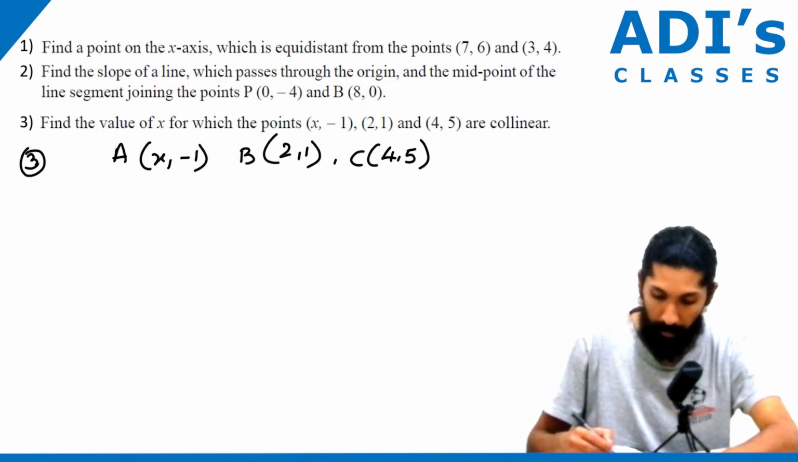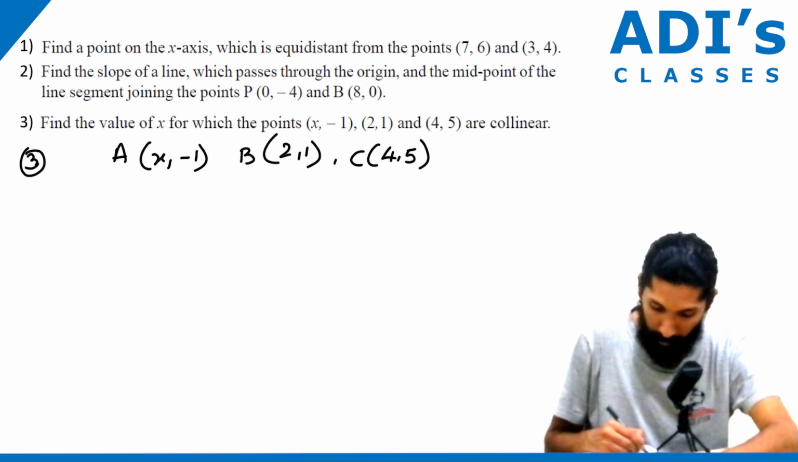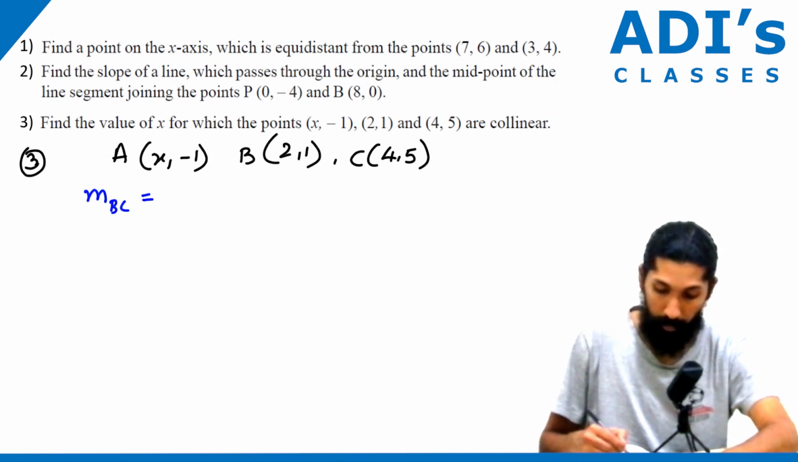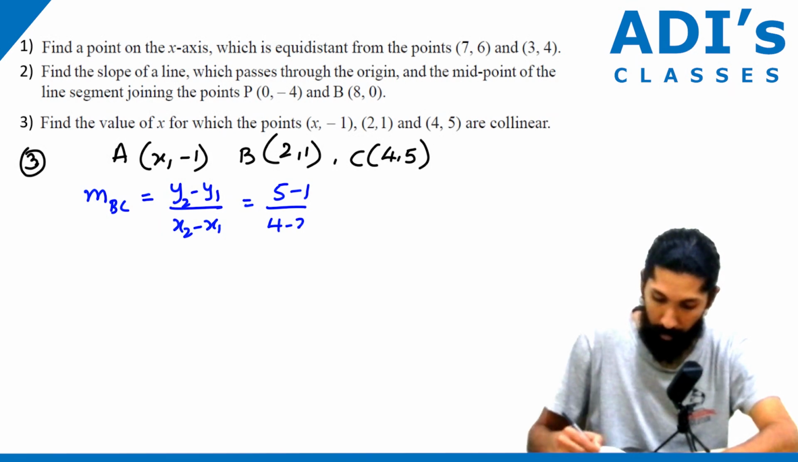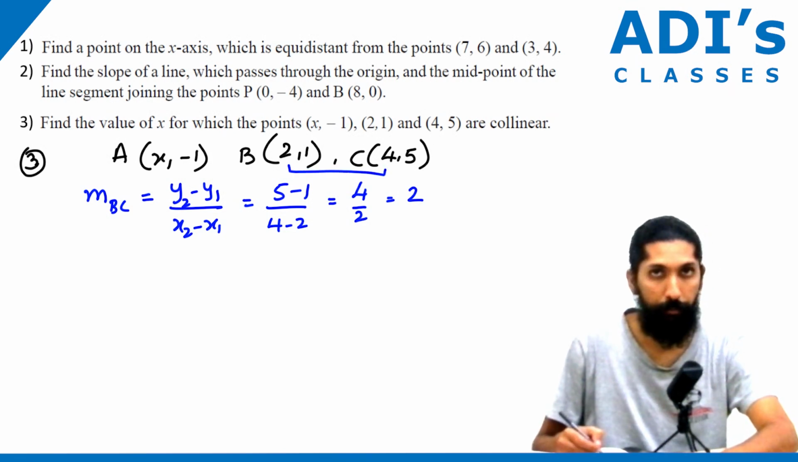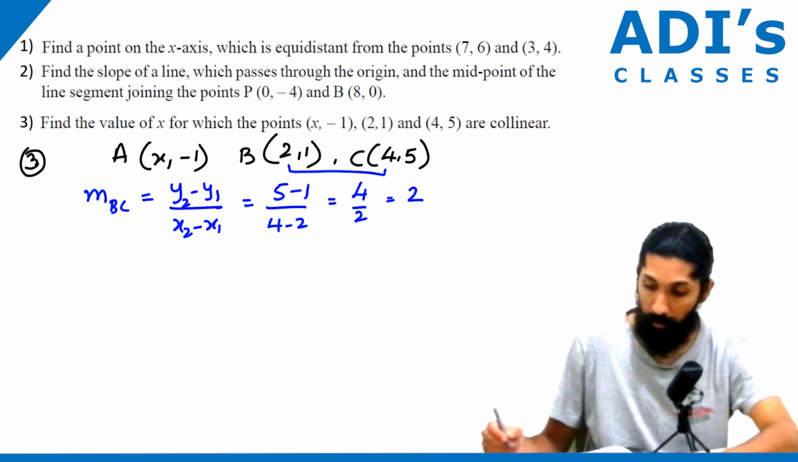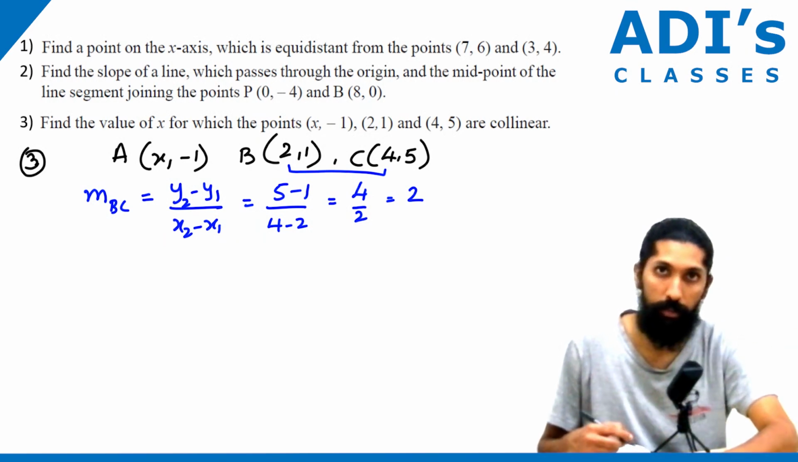First, let's try to calculate the slope of BC. Again, we'll use y2 minus y1 divided by x2 minus x1. So (5 - 1) divided by (4 - 2). So 4 by 2, which is 2. That means the slope of BC is given by 2. Correct? Now let's calculate the slope of AB, or you can take the slope of AC. It makes no difference anyway.